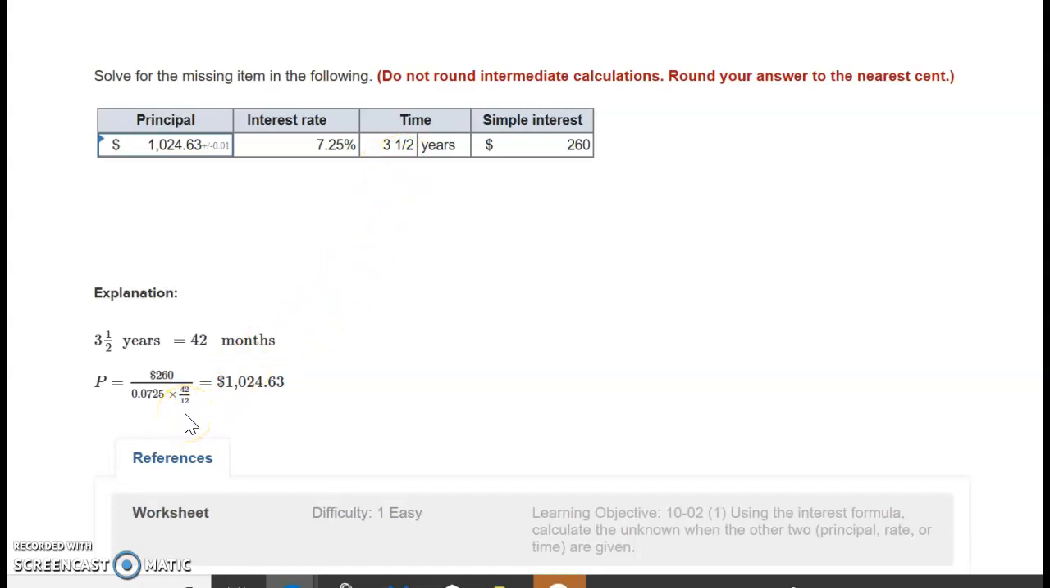So 12 times 3 is 36, and 12 times 3.5 is 42. A half of 12 is 6, so we're going to add that to the 36, and that's 3.5 years in terms of months. So once you multiply all this out, this is your answer. Again, multiply the bottom part and then go ahead with dividing the numerator by the denominator.